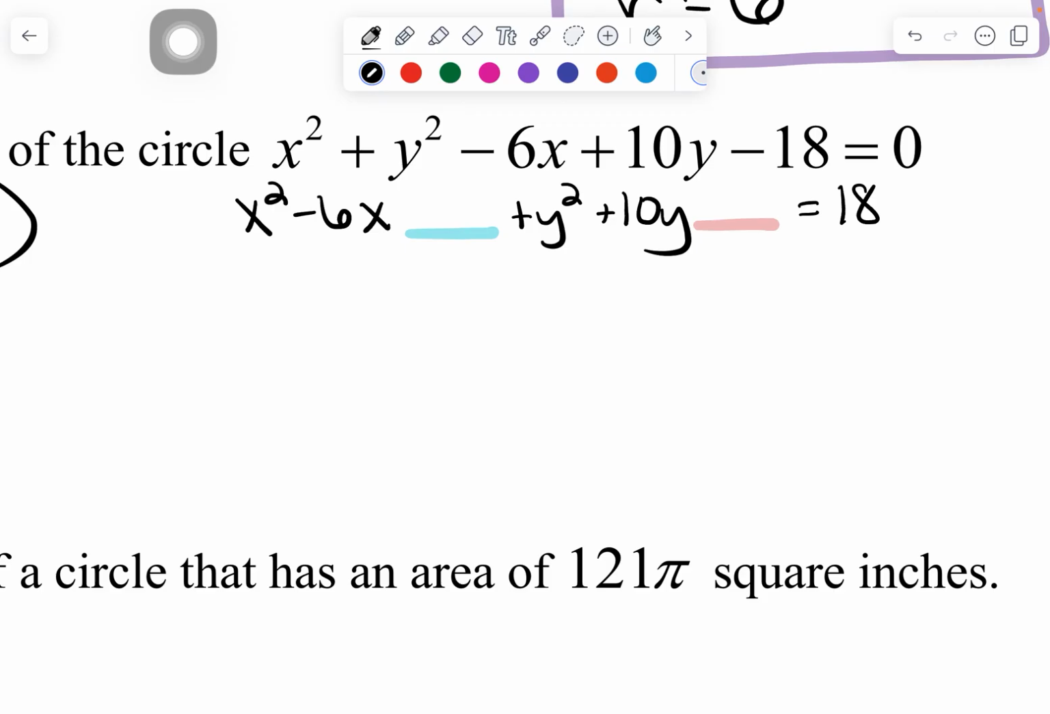All right, so what is going to complete the square for x? Well, take -6 divided by 2 and square it. That's going to be positive 9. Add that to the right side as well. All right, keeps the balance of the equation.